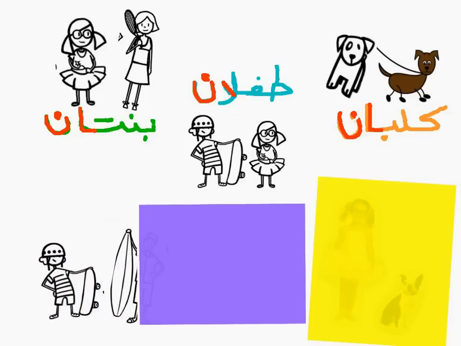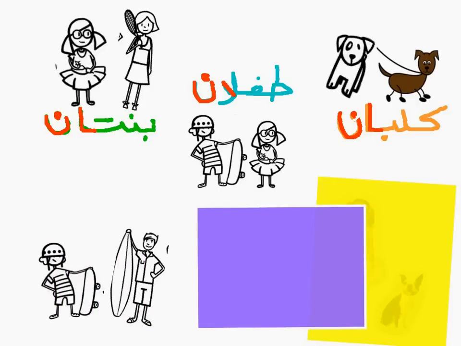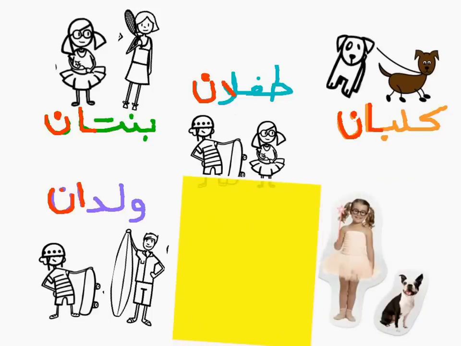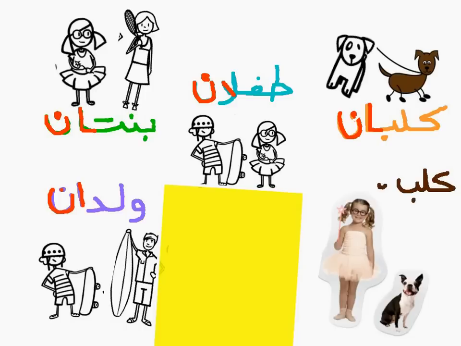Okay, let's see what we have here. All right. Okay, so we have 2 boys. So walad is boy, 1 boy, and we add alif noon, and voila, waladan. And last but not least, we have a small little princess with a dog. So just like English, we cannot add them together to make a dual, so we simply say kelb wa bint.